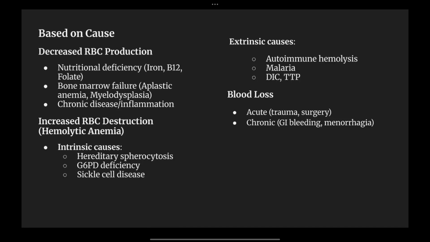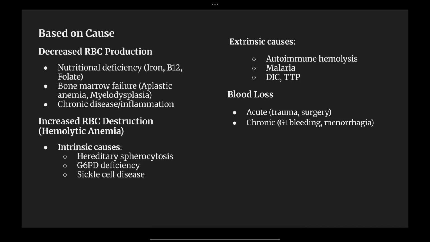One is intrinsic, the other one is extrinsic. Now intrinsic causes could be because of hereditary spherocytosis. Hereditary is something which is taken from genetics. It is moving from father to daughter to the son. So it is hereditary. Sphero is the spheric RBC destruction.